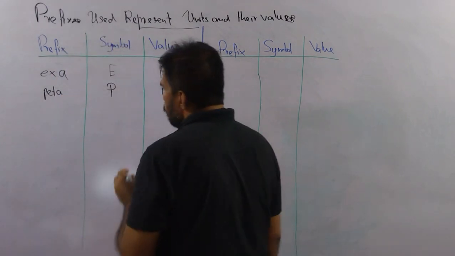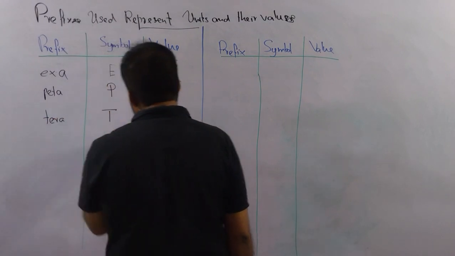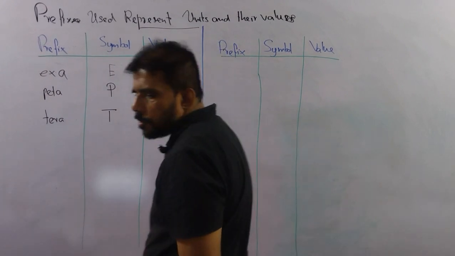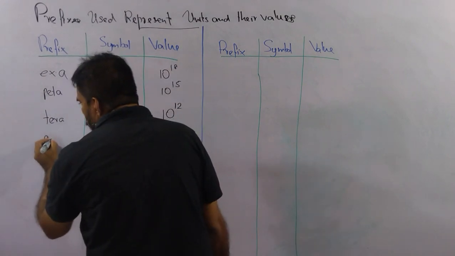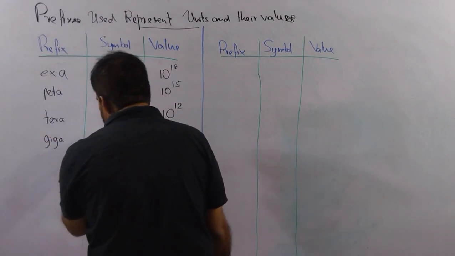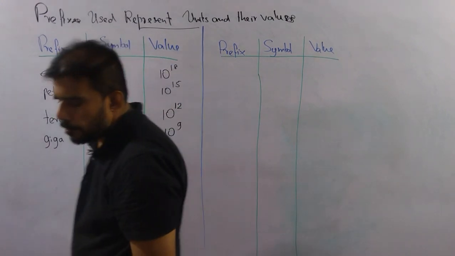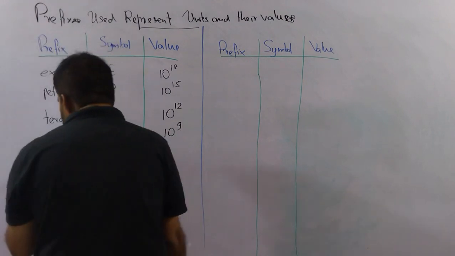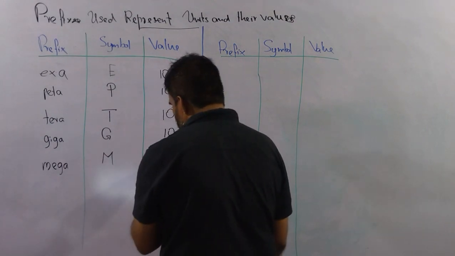Then tera, the symbol is capital T and the value is 10 to the 12. Then, maybe this is more familiar, giga. Giga is capital G and it is 10 to the power 9. Then mega, that is capital M and that is 10 to the power 6.